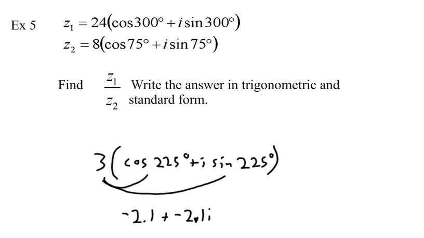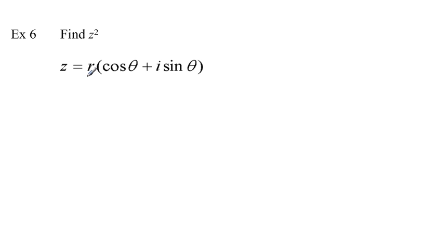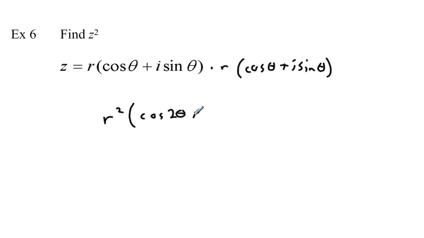Now, what if we had this? What if I asked you to square this complex number? Well, square means times itself, so I'm just going to write this out again. r cosine of theta plus i sine of theta. Now, we know to multiply these, we can multiply what's on the outside, so r times r, and add those angles together. So let's say r squared, cosine of 2 theta plus i times the sine of 2 theta. Now, let's just think about this. If instead of z squared, I asked you to find z to the 3rd, you'd have another r, and you'd have another theta to add.